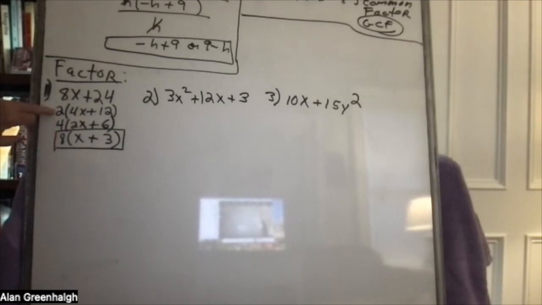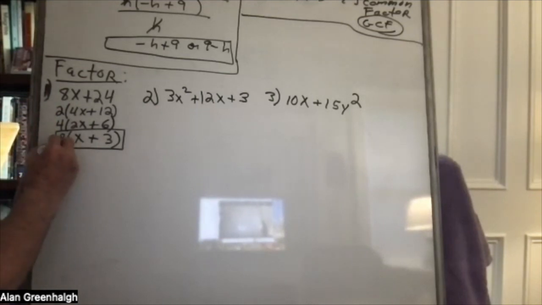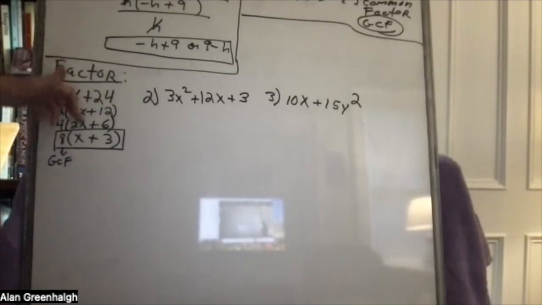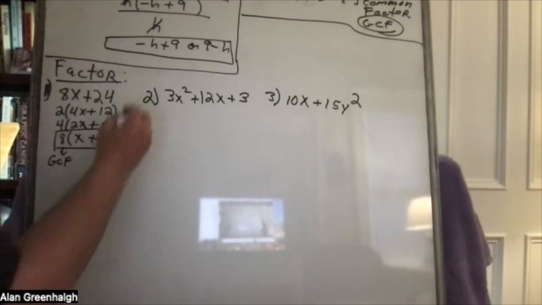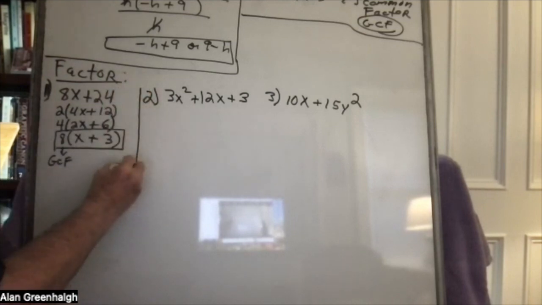See, 2 is a common factor, 4 is a common factor, but the greatest common factor, the GCF, is the 8. And of course, to check it, you would simply use the distributive property and go 8 times x is 8x, and 8 times 3 is 24. Does anybody have a question?